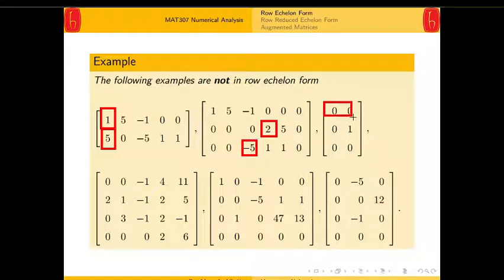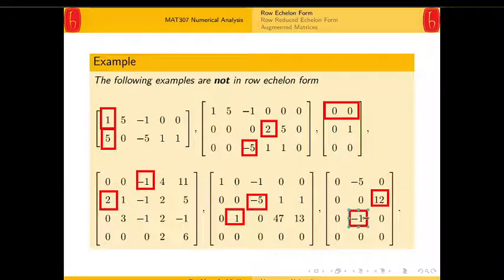And also here, the row with all zero entries has to be at the bottom, but here it is at the top. So this is not in row echelon form. And here again there is a leading coefficient issue, it is not to the right, and here it is not to the right again, and here it is not to the right one more time. So these are not in row echelon form.